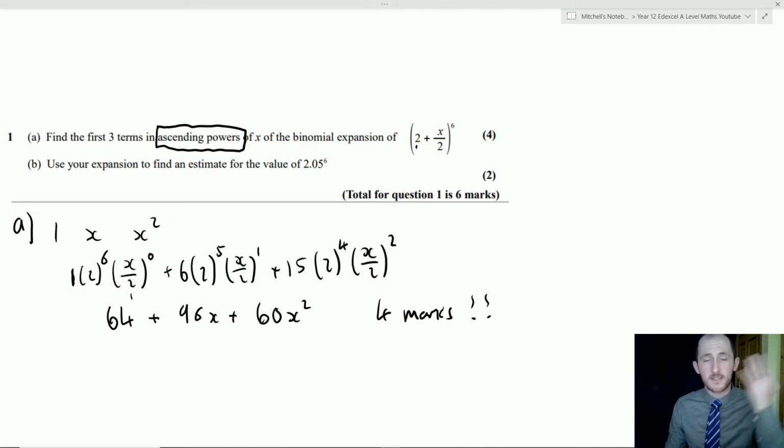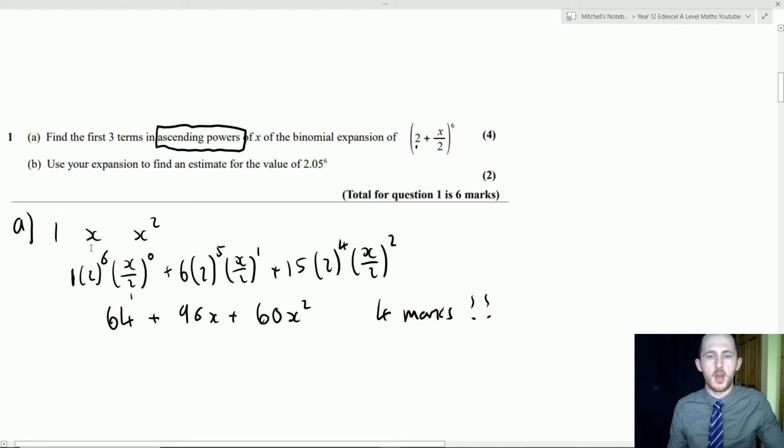4 marks? I did the whole thing on a calculator. How much brain power did I use? All I have to do is remember, reduce this power, increase this power. Reduce this power, increase this power. That's it. It is mind-numbing how easy that is. Okay? It's really not that tricky at all. Now the tricky bit is doing part B. But part A, which is 4 marks, 2/3 of the marks of the question, is that simple.